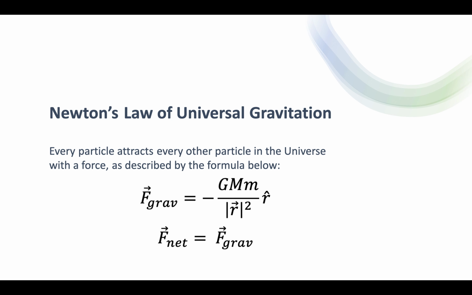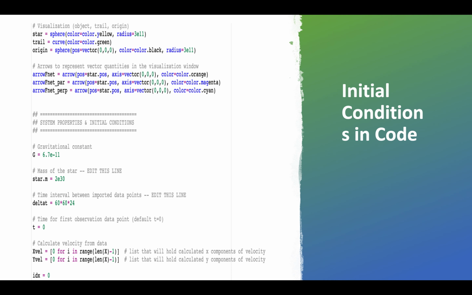In this lab, the net force on the orbiting star was assumed to only consist of the gravitational force exerted by the black hole. The initial conditions were inputted at the start of the code, where the mass of the orbiting star was set to 2 times 10 to the power 30 kg and delta t was set to 1 day, which is equal to 86400 seconds.